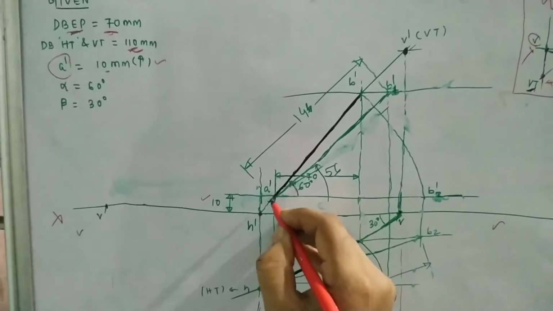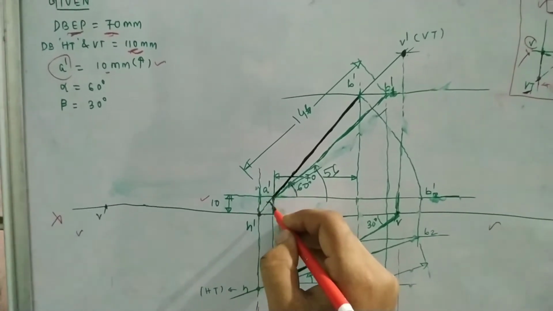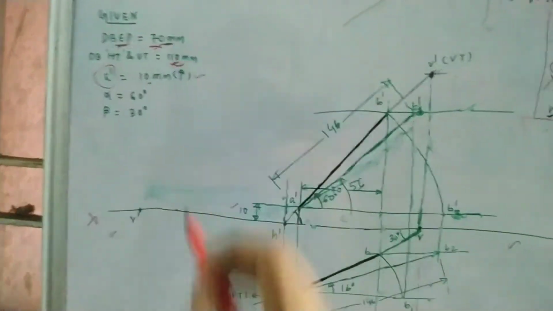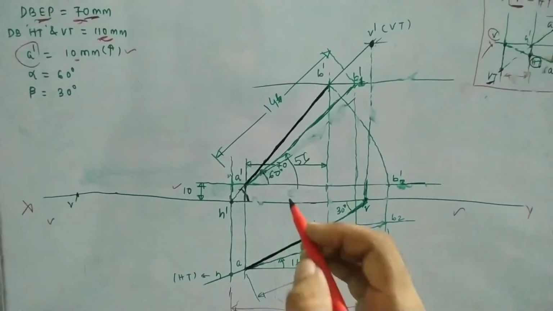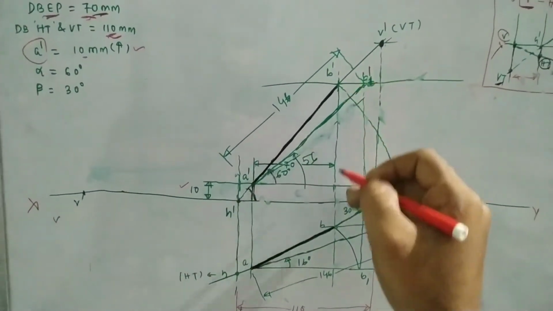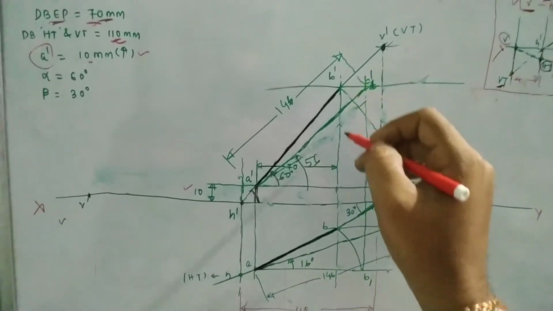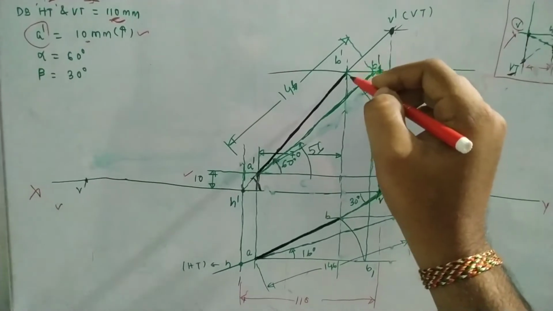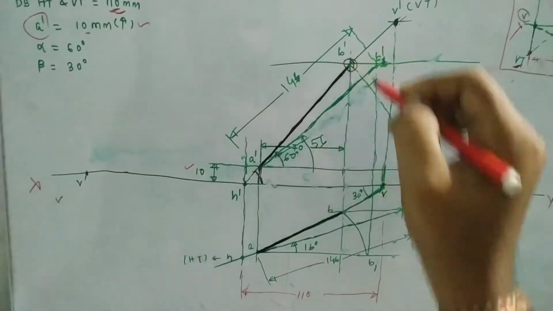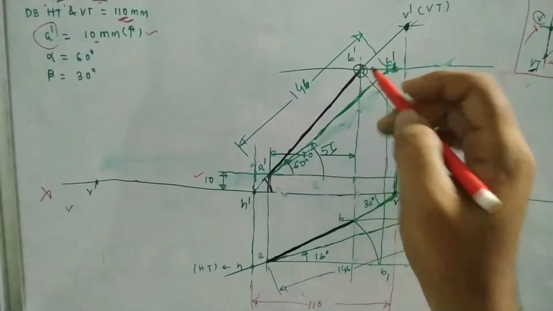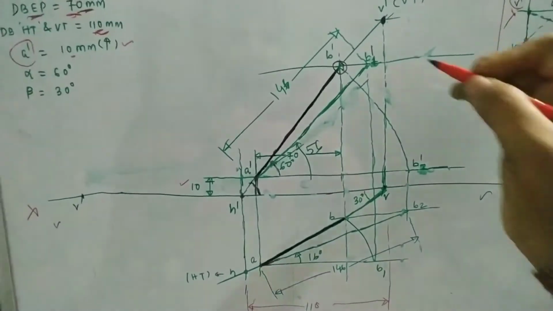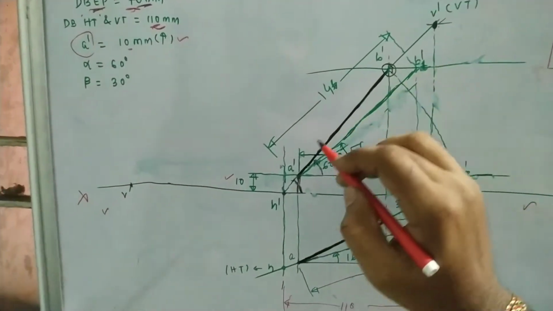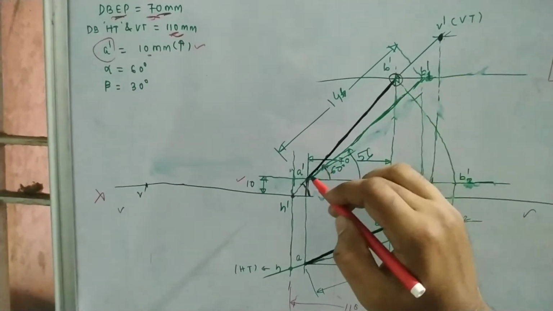So now A dash is known to us, meaning this line we can draw, and by using this value, that is the distance between end projectors, we can draw a vertical line here. Okay, so when we draw a vertical line here, that will intersect somewhere here. Okay, so that intersection point is known as B dash. So from here I can get this front view.